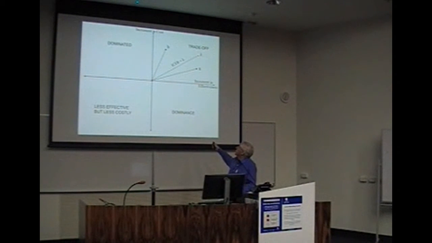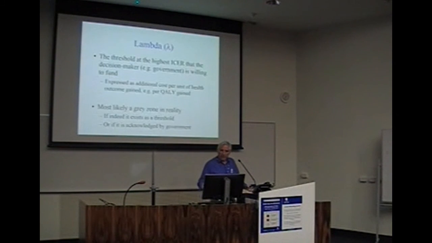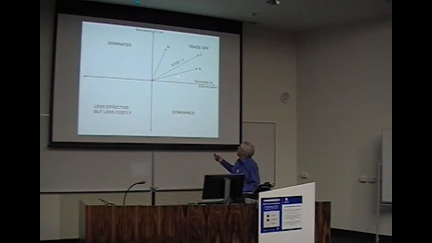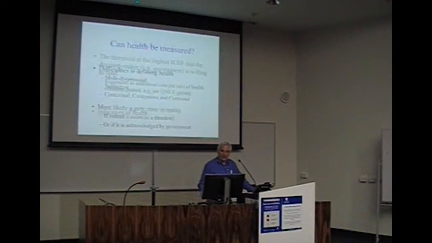Well, there's this notion of lambda. Lambda is the threshold at the highest incremental cost effectiveness ratio that the decision maker, in other words government, is willing to fund. So it's expressed as the additional cost per unit of health outcome gain, in other words, perhaps a quality gain. Now, in Australia, the government has been determined never to reveal what its threshold is. And that I think they did right. In England, they do. In England, they talk about a threshold between 20,000 and 30,000 English pounds per quality adjusted life year. In Australia, it's probably somewhere around $50,000, but in order to respond to circumstances, government doesn't explicitly say what it is. Okay.